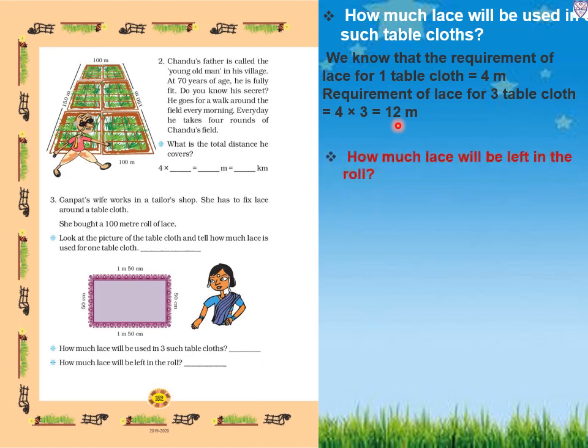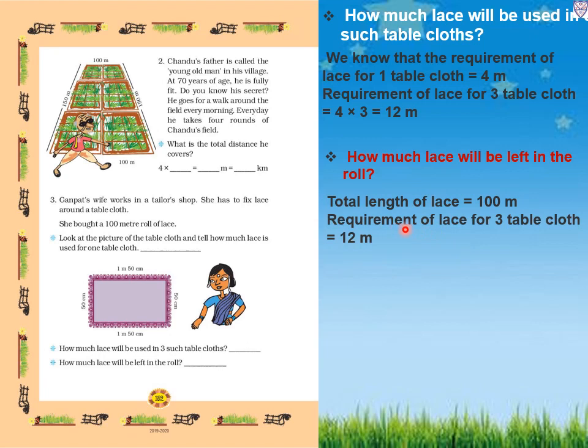Now next question, how much lace will be left in the roll? So the total length of lace is 100 meter. How much did she buy? Total 100 meter roll of lace. So how much did she use? Requirement of lace for 3 tablecloths, that is 12 meters. So how much is left? Lace left after making 3 tablecloths equals 100 minus 12, that is 88 meter.